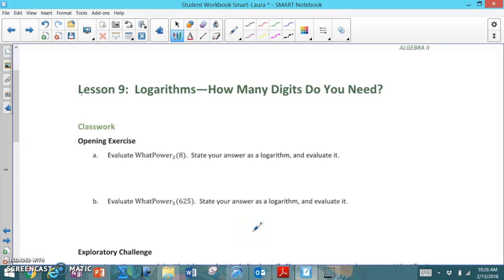Hello, this is Laura Slaminsky, a teacher at Edina High School, and today we're going to look at Lesson 9, Logarithms. How many digits do you need? So this is going to show us a commonplace situation where we use logs.